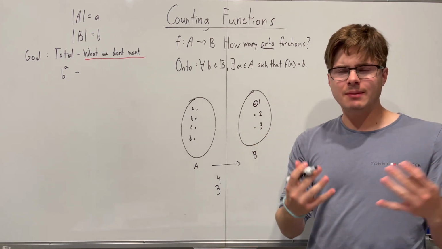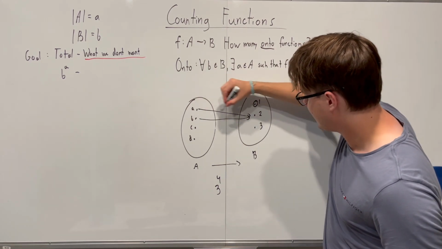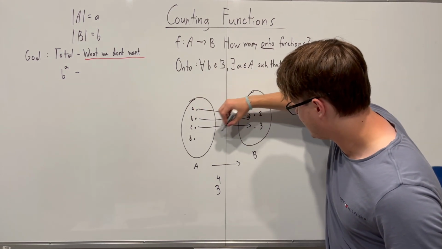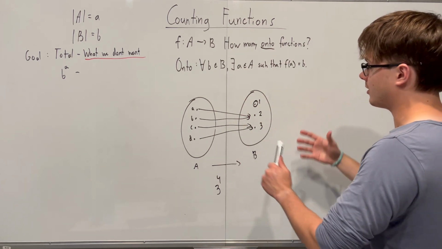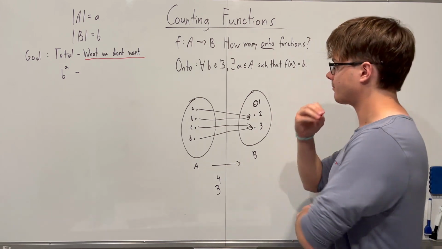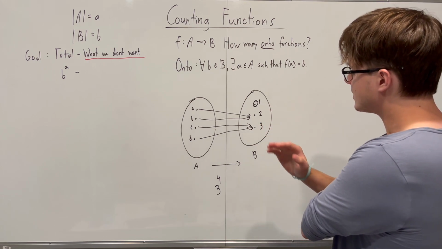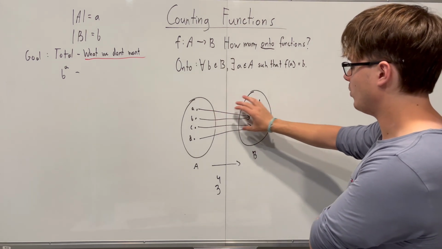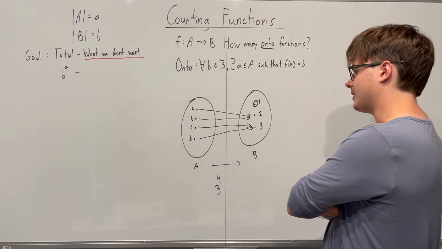Well, for example, it could be a function that looks like this, where we have A and B mapped to 2, C and D mapped to 3. Right? This is a function, but it's not onto because the element 1 does not have any arrows going to it. So let's think about that more logically. Regardless of how we drew arrows here, how could we mathematically describe this kind of relationship?